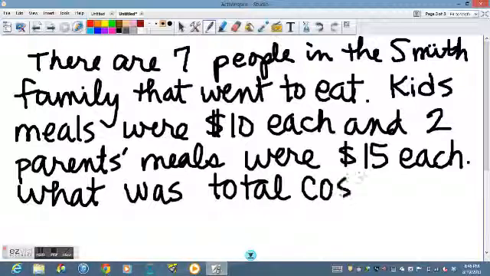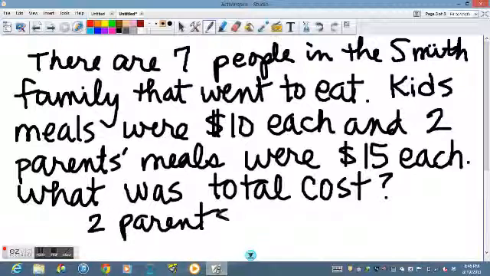Okay, how would we figure that out? Well, we have 7 people in the family, and we know that there are 2 parents, so that leaves how many kids? You take 2 out of the 7, you'll have 5 kids. So there's actually 2 parents, and there's 5 kids. And that gives you the 7 people, right?